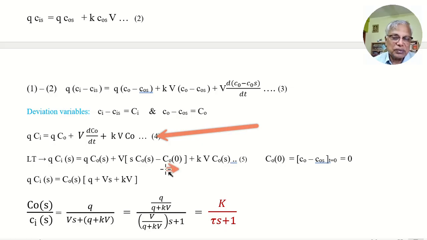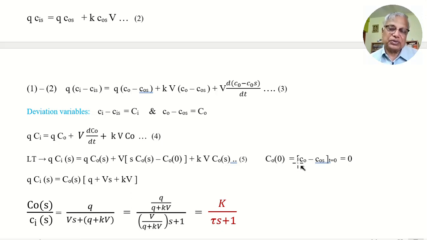Now this C naught at 0 is the deviation variable at 0 time. Deviation variable is C naught minus C naught S. At t equal to 0, both were equal, C naught is equal to C naught S. Only after t equal to 0 does the variable change. So at the beginning, at t equal to 0, the deviation variable is 0. So you make this 0 and simplify the remaining terms: Q plus Vs plus Kv.